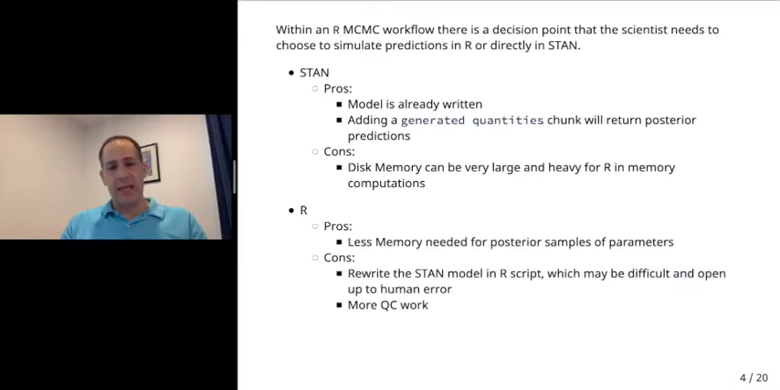Another way to get at this would be to use R in order to simulate those predictions. That way we're using less memory for the posterior samples, but you would have to rewrite the Stan model in an R script, which could be very difficult and create opportunities for human error and more QC work.